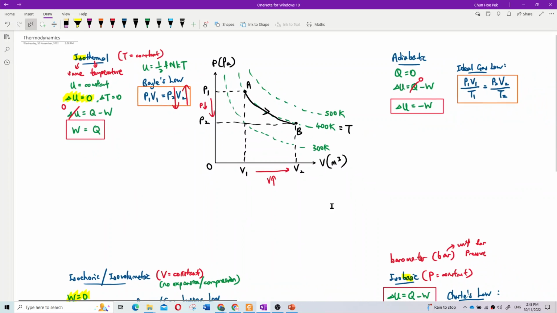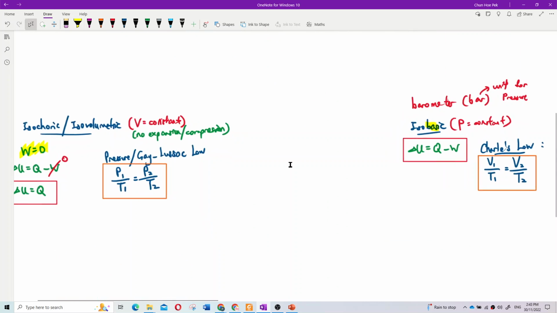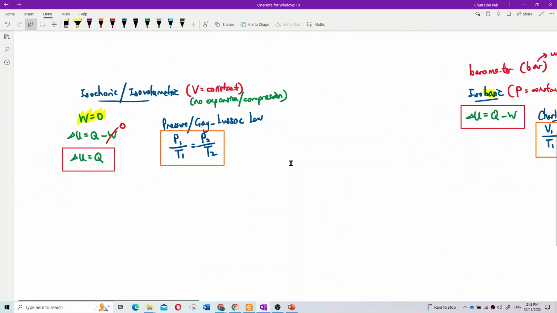And then let's draw another graph for isochoric.